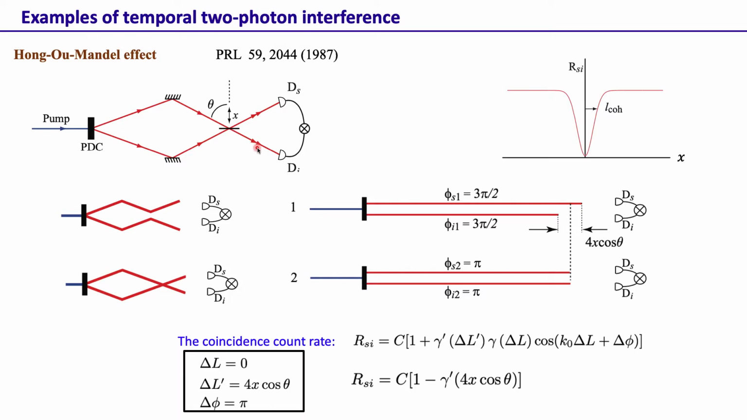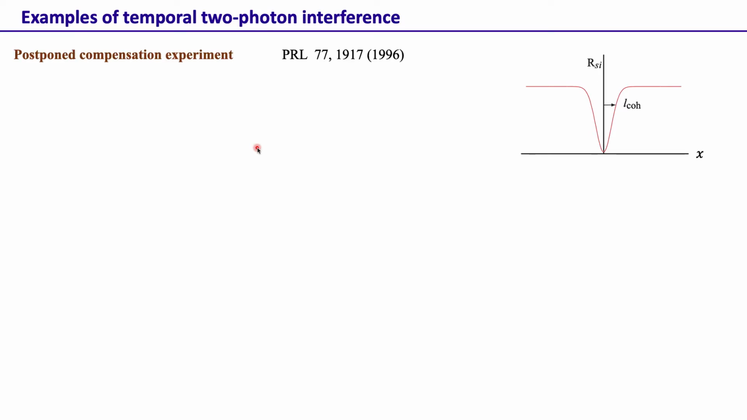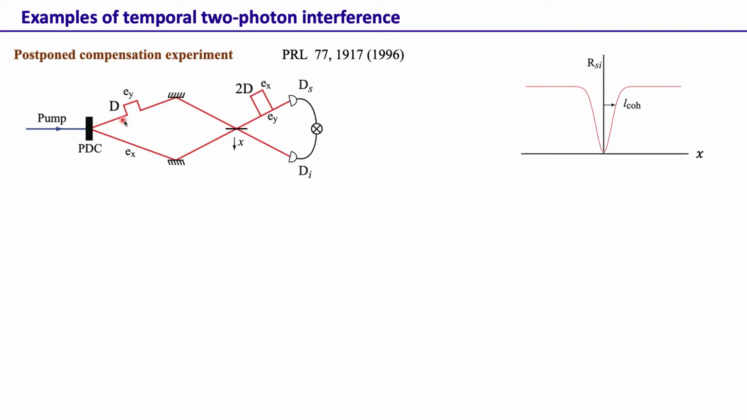So there was a kind of challenge to this bunching interpretation, and then there was another experiment done after almost 9 years, and this was called the postponed compensation experiment. This experiment essentially tried to establish that even when there is a delay in the arrival of the two photons at the beam splitter, we can have very similar results. That means we can still observe a 0 in the coincidence count rate. So this is how this experiment was done.